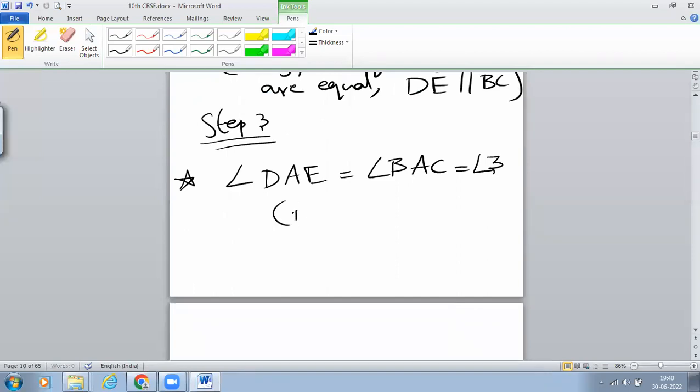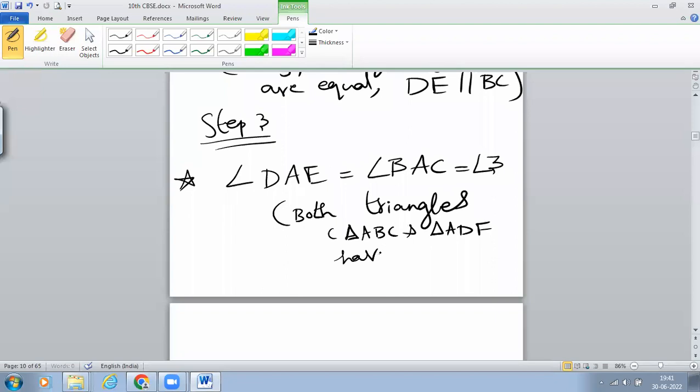both, in bracket you can mention both triangles. What are the triangles? Again, you can put a bracket and mention triangle, this is the symbol to represent triangle, triangle ABC and triangle ADE. Both triangles have a common angle. In bracket, you have to mention both triangles have a common angle. All of you write up to this, then I'll explain using the diagram. Please write now. This is step 3.